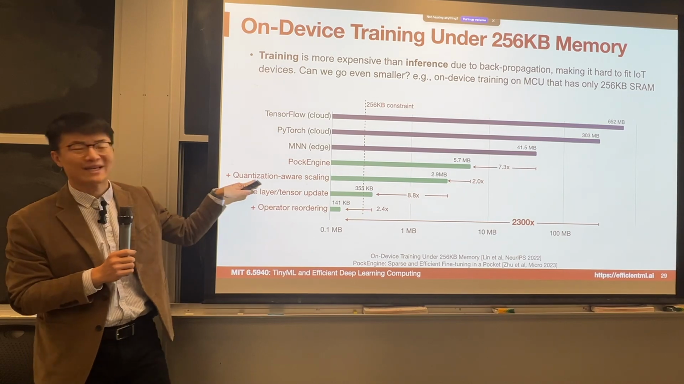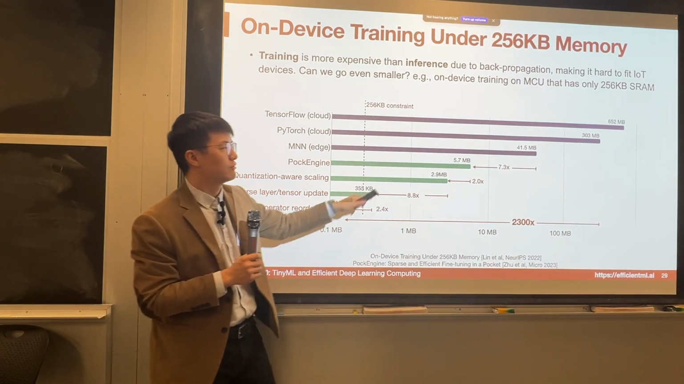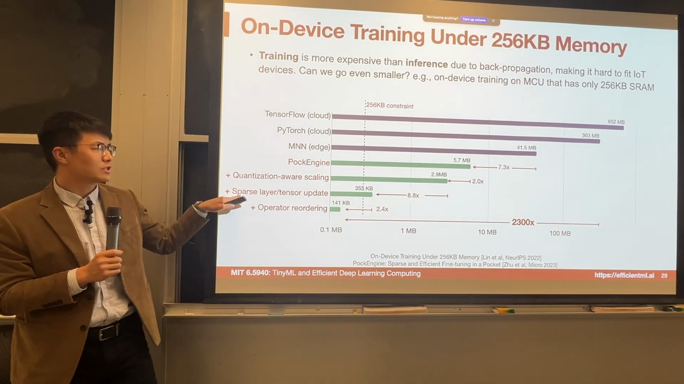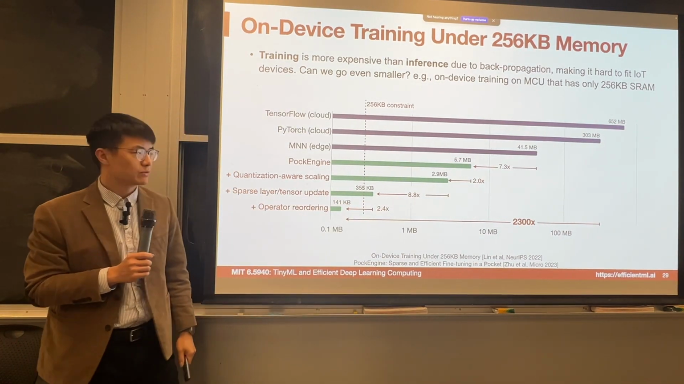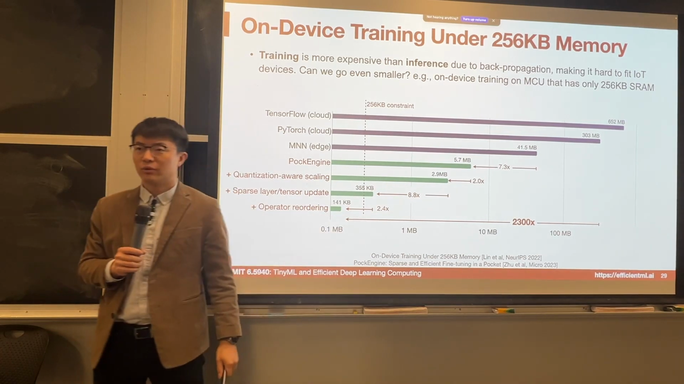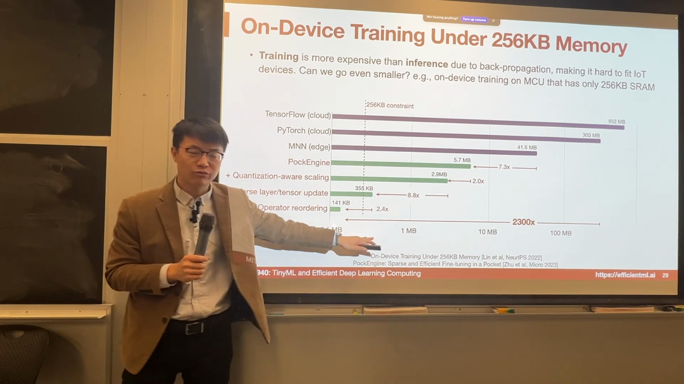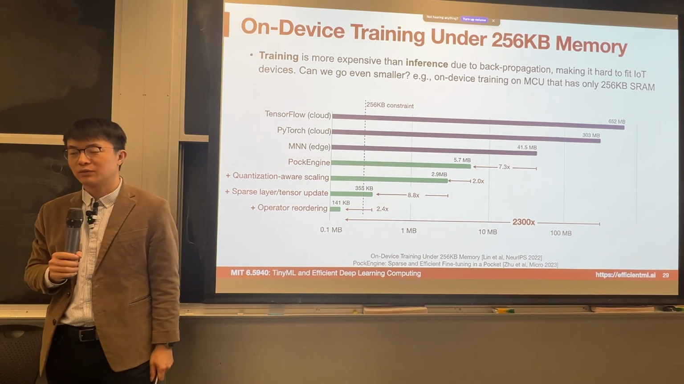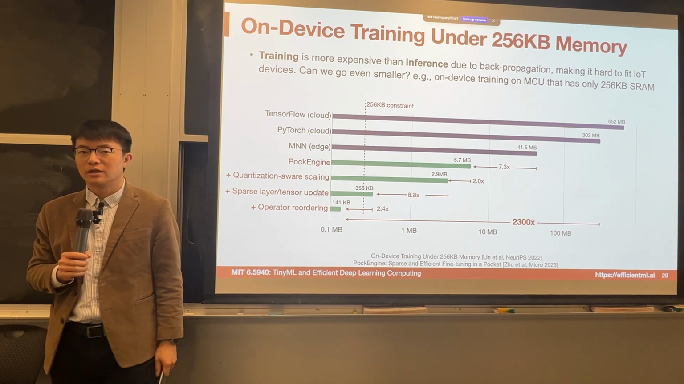And also through quantization-aware scaling, we can use only 8-bit to perform training, giving another 2x speedup, 2x memory saving. And plus the sparse layer and sparse tensor update, another 8.8x memory saving, plus operator reordering. Finally, we can fit in only 141 kilobytes of memory. This altogether is 3 orders of magnitude memory saving, actually without using specialized hardware. It's pretty impressive. And there's a huge amount of redundancy in deep learning frameworks.